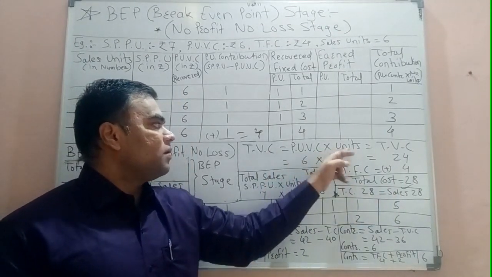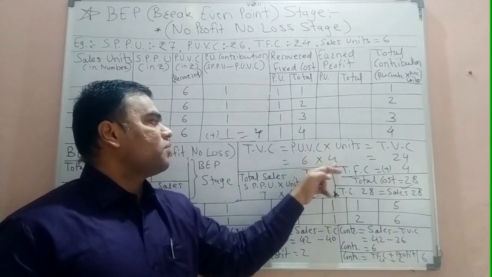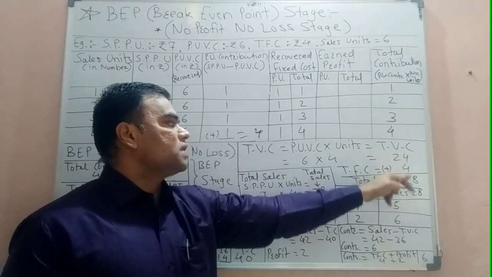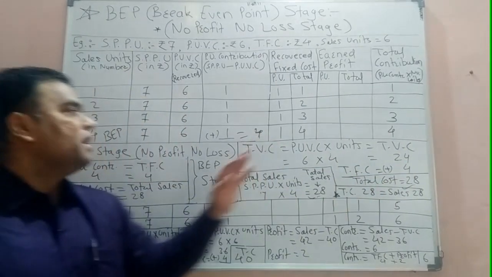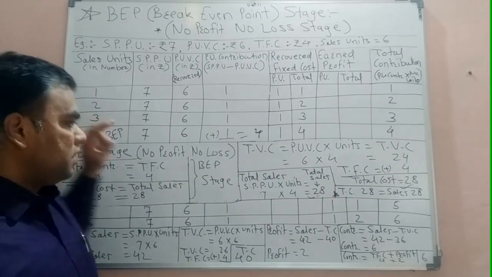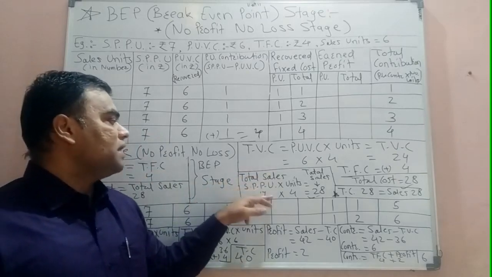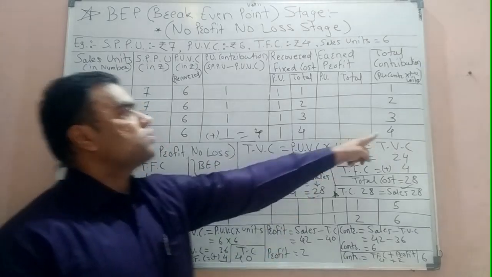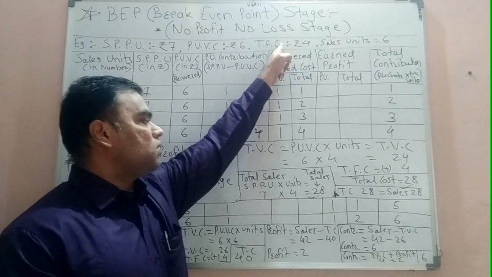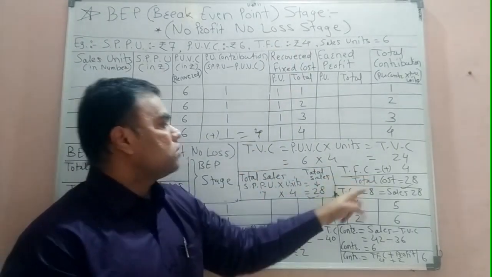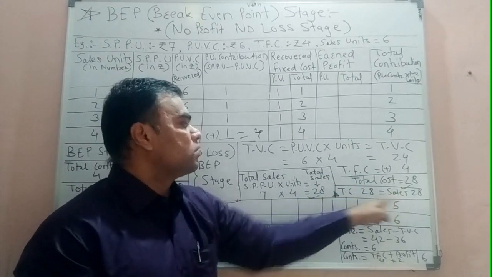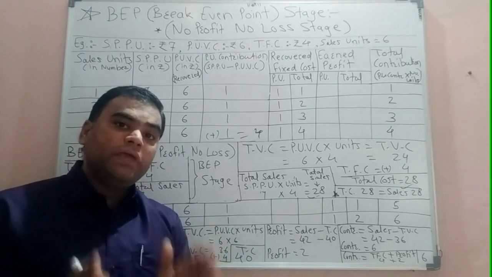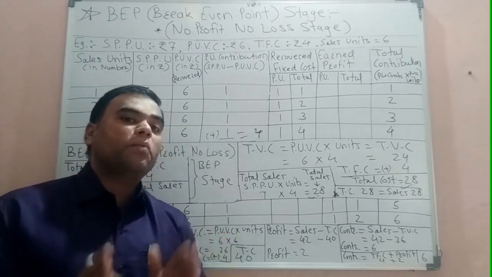Total variable cost is per unit variable cost into units. Per unit variable cost 6, number of units 4, total variable cost 24, total fixed cost rupees 4. 24 plus 4, 28 is the total cost, and at the 4 unit sales level, total sales: selling price 7, number of units 4, 28 is our total sales. So when our total contribution becomes exactly equal to total fixed cost, then automatically our total cost becomes exactly equal to total sales.